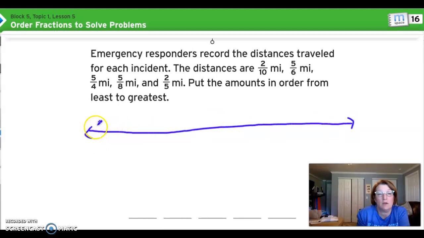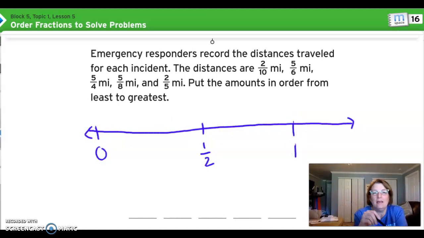Let's get 0 on it, get a half, and then get 1 whole. And take a few minutes and pause the video and put those in order the way you think they should be. Since I can't check your work, it's really important to me that you try it and then we go over it in just a second. So pause and work these, put these 5 fractions in order, and then come back.